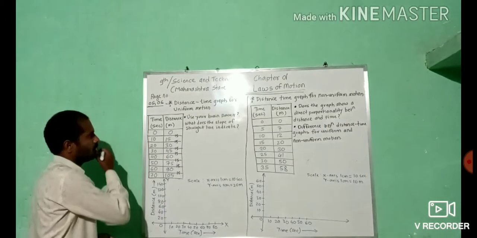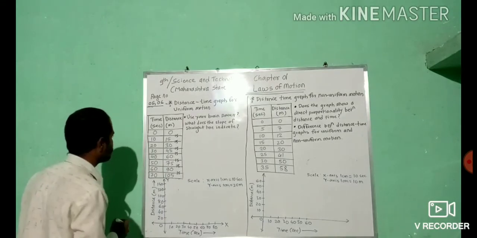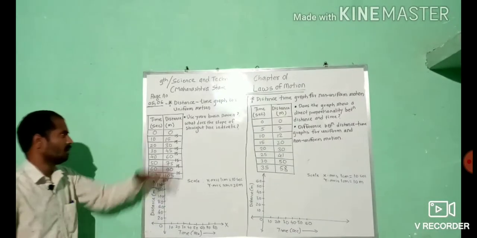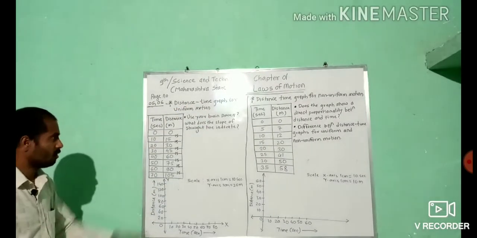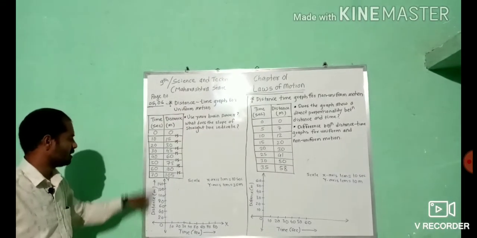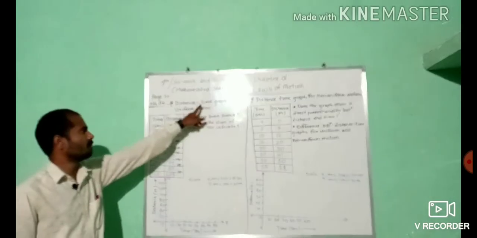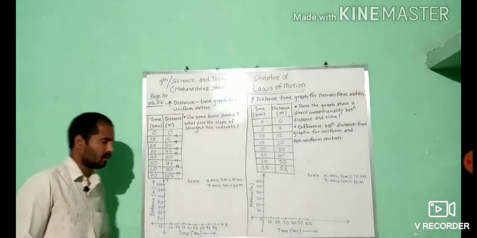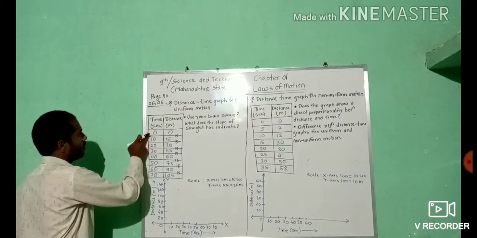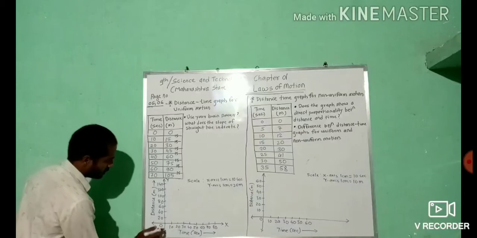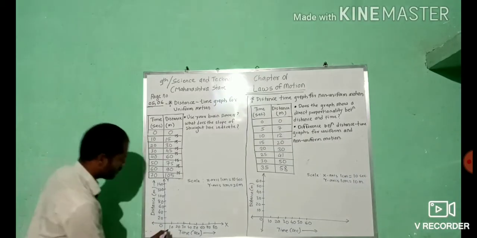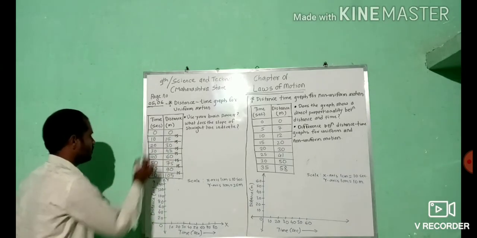So let's plot the graph of that example. We have the time values and the distance values, and we need to plot the distance versus time graph. For that you have to plot the distance values on the y-axis and the time values on the x-axis. For the first case, both values are 0, 0. It means the point is at the origin. Now for the second, time is 10 seconds and distance is 15 meter.